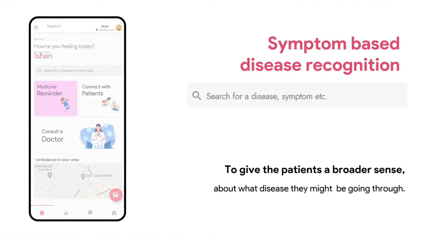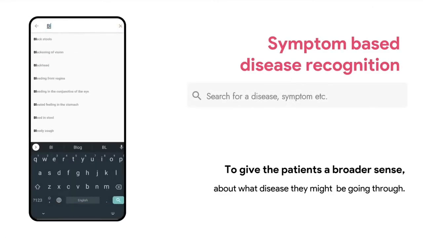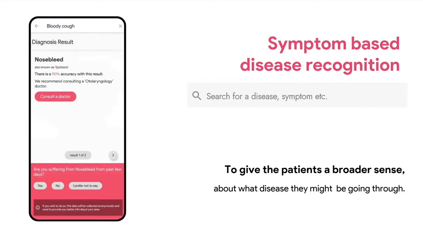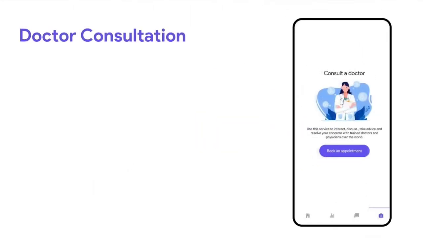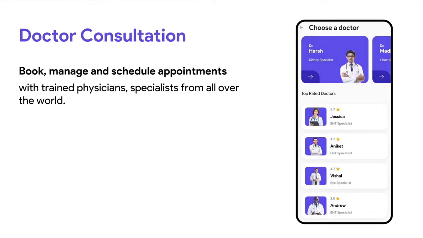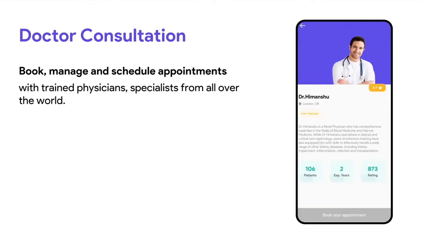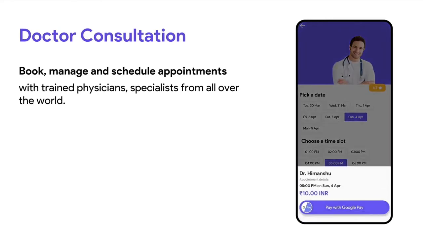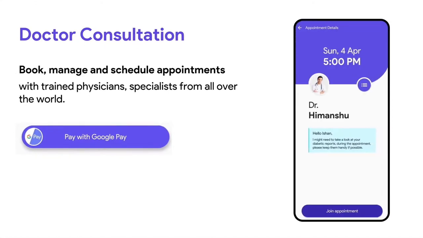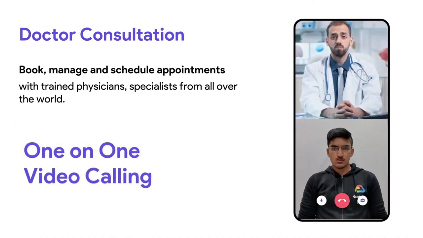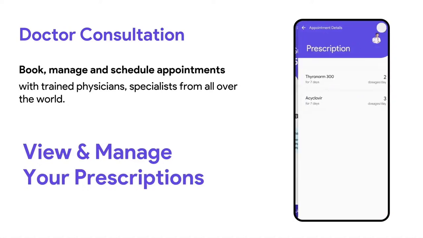Firstly, we built a symptom-based disease recognition system where the users can type in the symptoms they are facing and get a broader sense of what disease they might be going through. To get assurance, we added a doctor consultation platform where the patients can directly schedule appointments and have a call with doctors from across the world right within the app. They can pay the fee easily using Google Pay. And all the appointments are listed within the app, from where they can get on a video call with the doctor. After the appointment, the doctor can give you a prescription which you can access at any time.